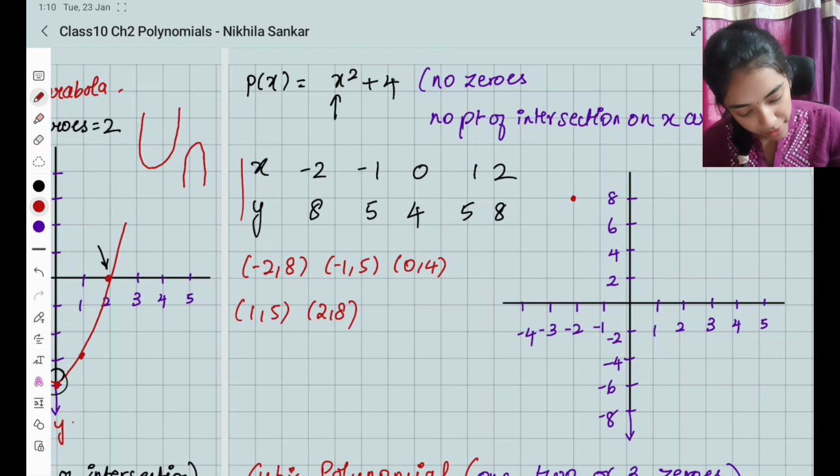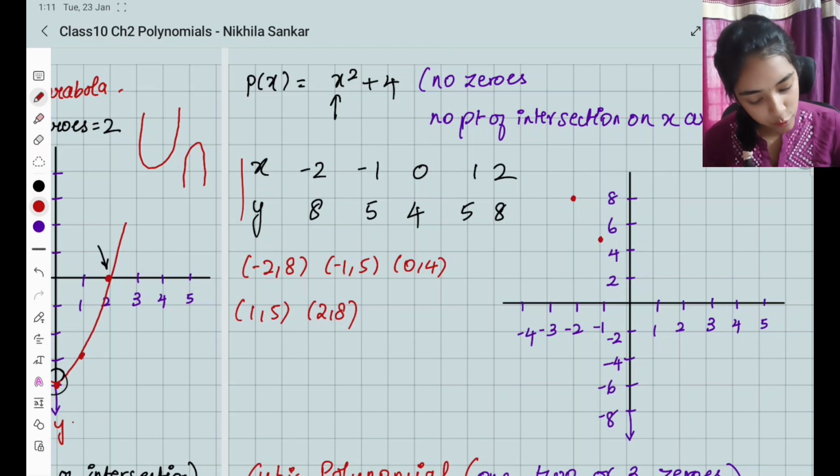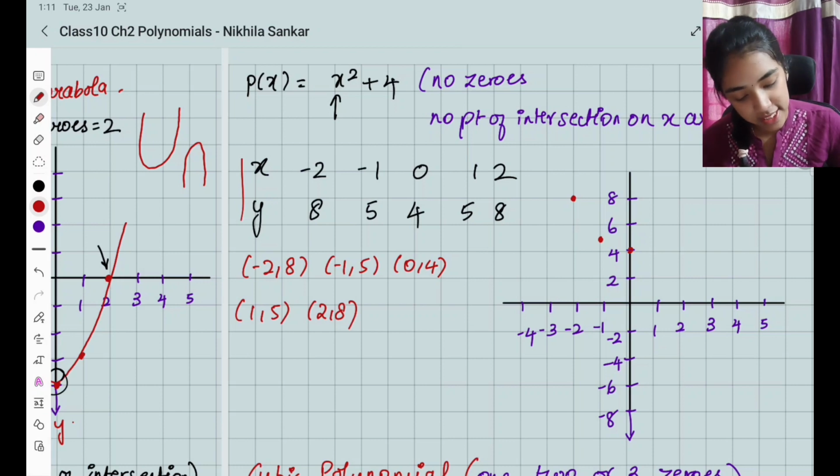-1, 5. இப்போ -1 இங்க இருக்கு. 5 is going to be between 4 and 6. Next, 0, 4. So where is 0, 4? It is going to be this. Then 1, 5 again. So 1, 5 is going to be here. Then 2, 8. So 2, 8 is over here. இப்போ நம்ம parabola எப்படி இருக்கு?